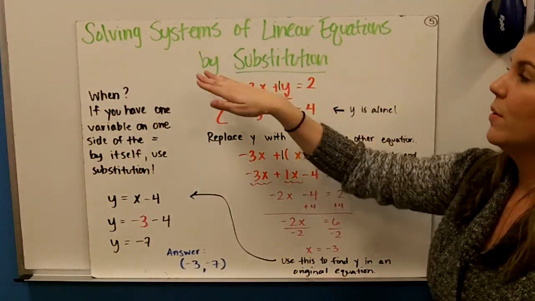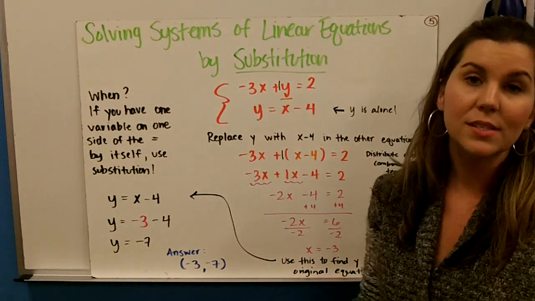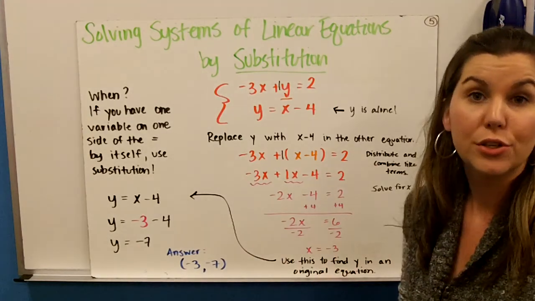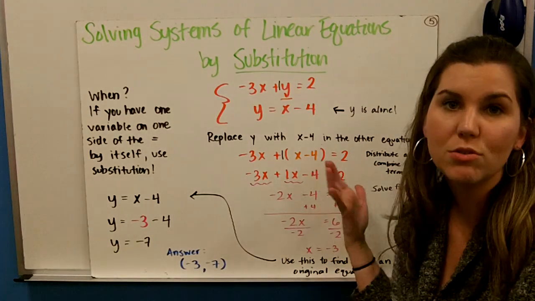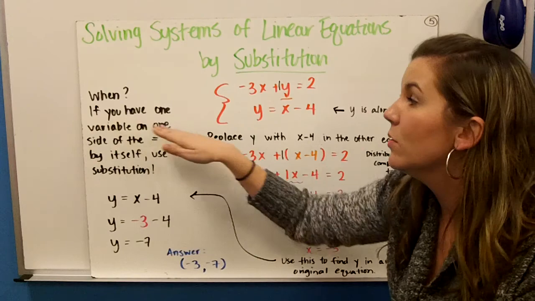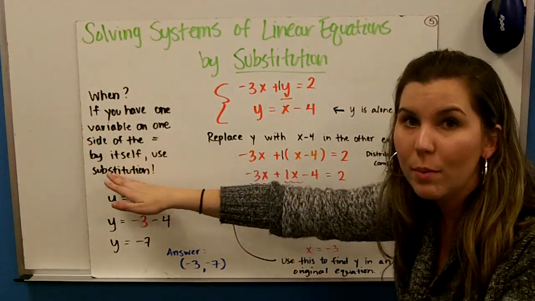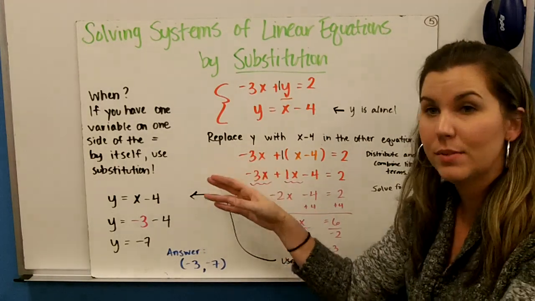Solving systems of linear equations by substitution. So this is an algebraic method that means using algebra to find out where the two lines meet. When do you use substitution? If you have one variable on one side of the equal sign all by itself, then use substitution.